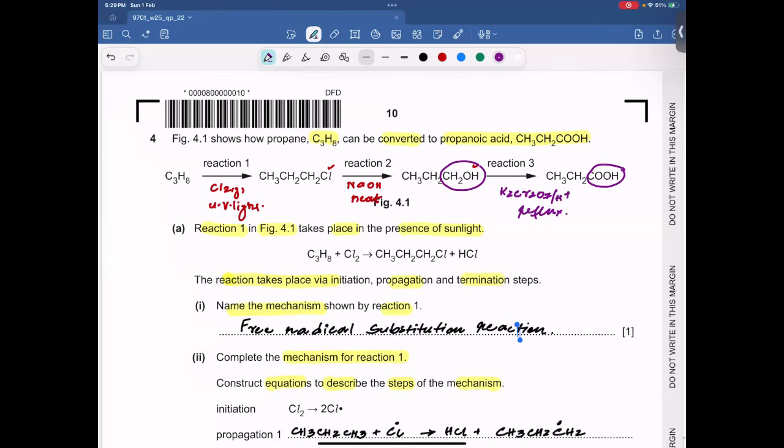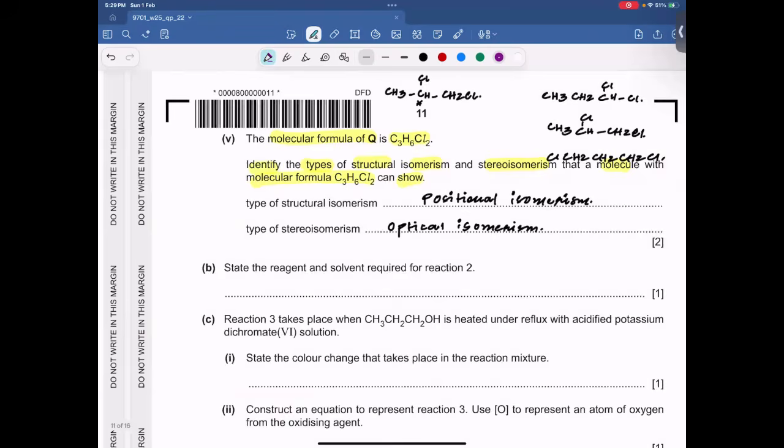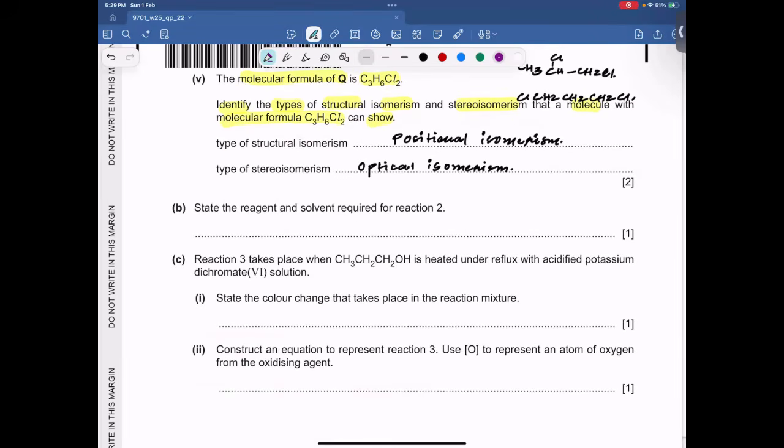All right. So the examiner is looking for the reagent for reaction 2. So I'm going to write NaOH and water because the examiner is looking for the solvent. So the solvent is going to be water. You can even write ethanol also, okay?